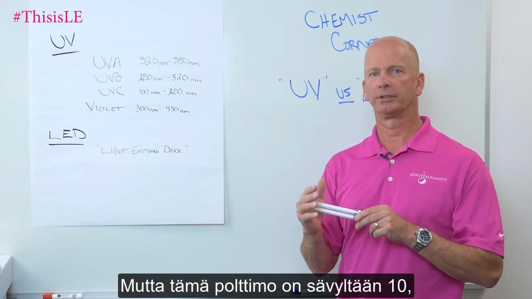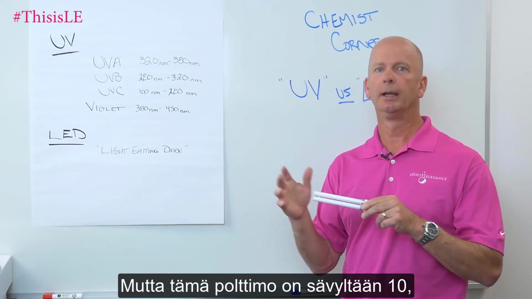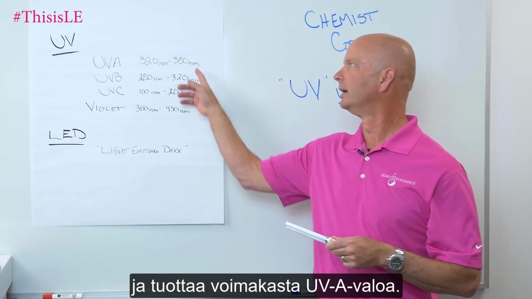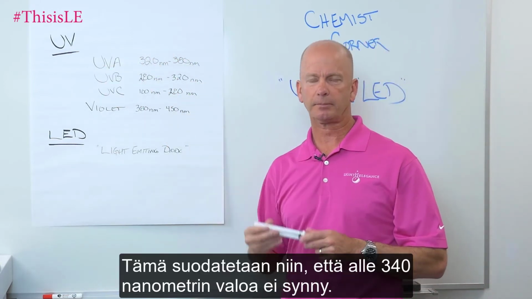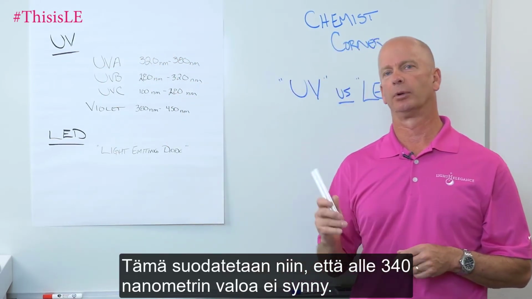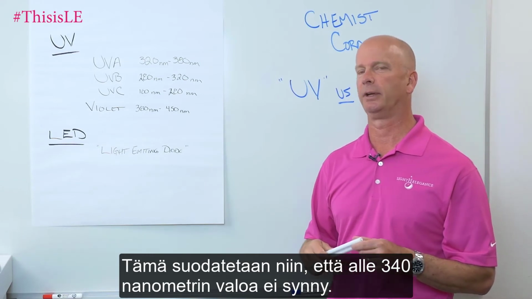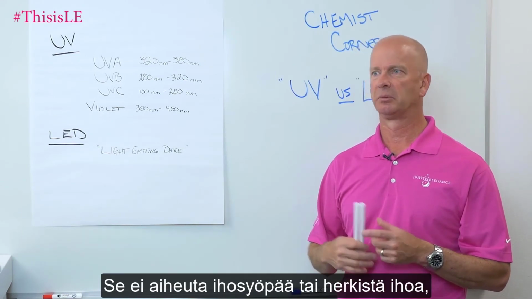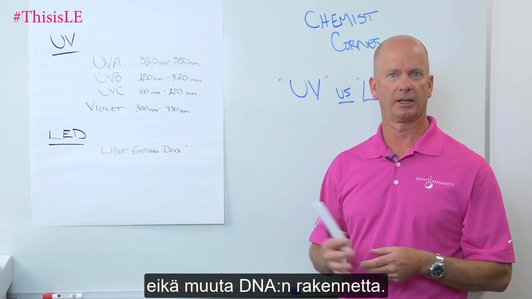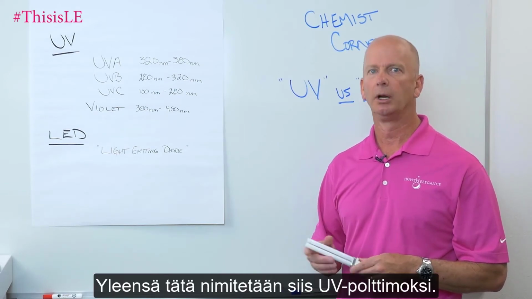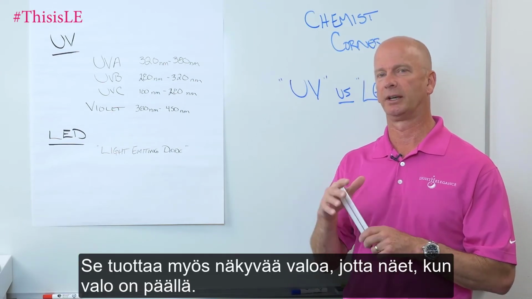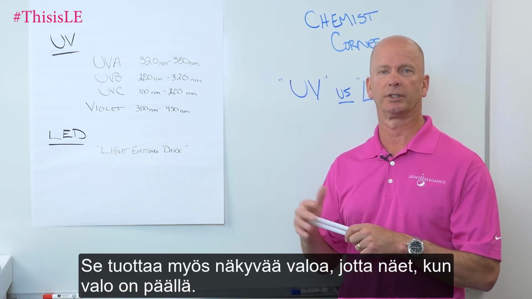But the compact fluorescent bulb, this one here, is a color 10. That color 10 does emit a strong UV wavelength in the UVA range. This is filtered out, so anything below 340 nanometers doesn't emit. So it doesn't cause skin cancer. It doesn't cause irritation. It doesn't cause any kind of changes to the DNA structure. But that's what's usually called a UV bulb. It does emit a visible spectrum as well, so when it's on, you can see it.